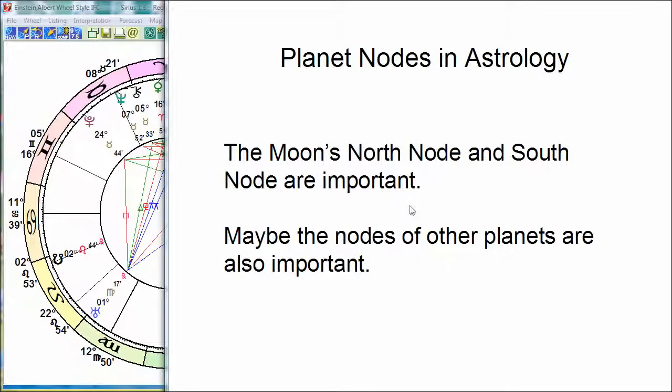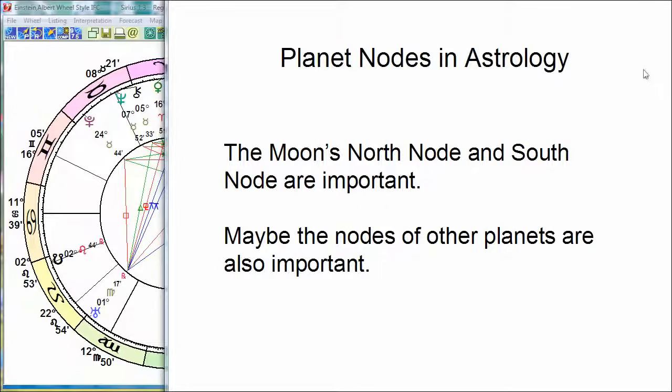Sometimes they're called planet nodes or planetary nodes. And the idea of the planetary nodes is very straightforward. You can think of it as two thoughts. First thought is, the moon's north node and south node are important. Agreed? I think just about every astrologer agrees about this. Almost regardless of what school of astrology or tradition of astrology you follow, the nodes carry through almost every tradition as being important.